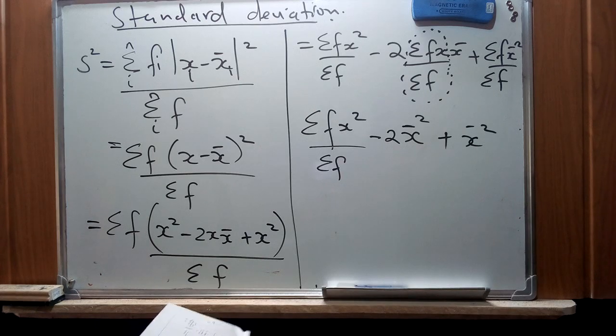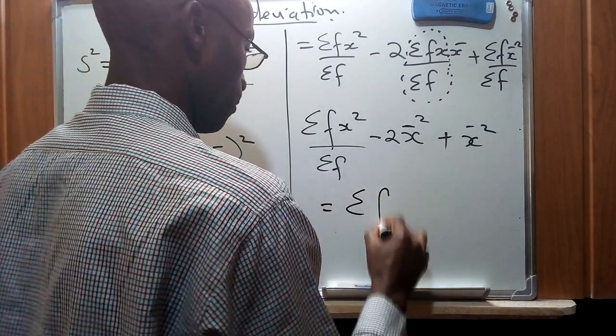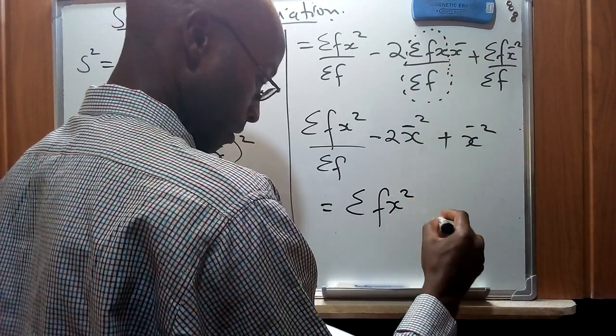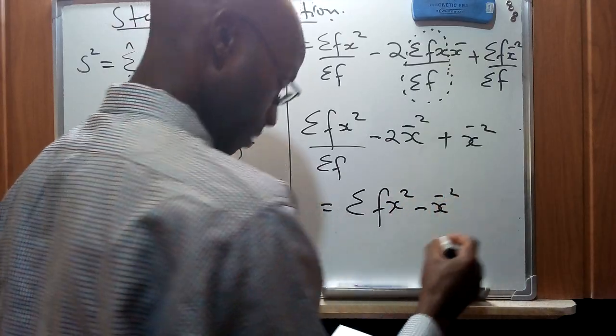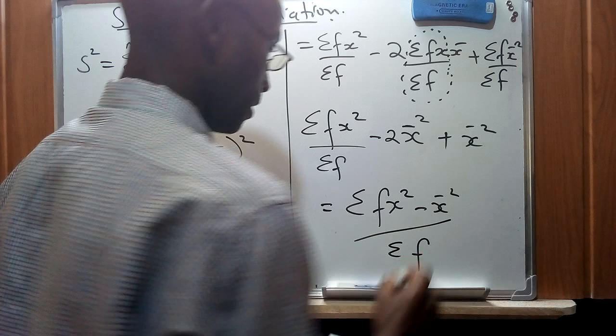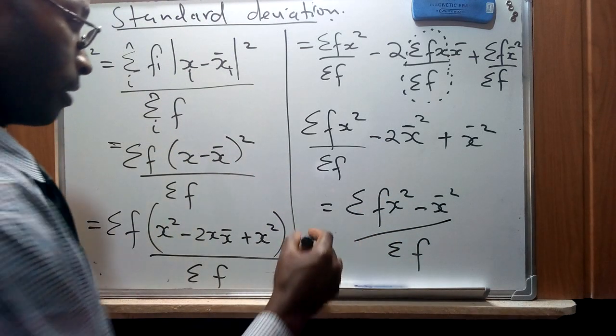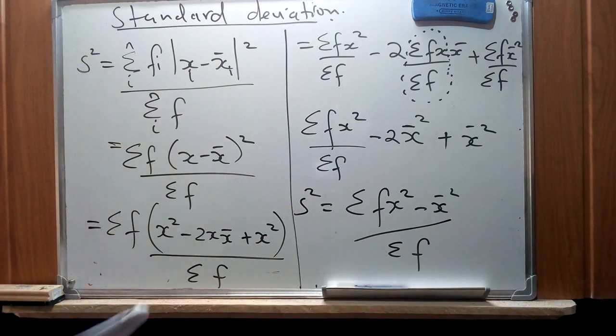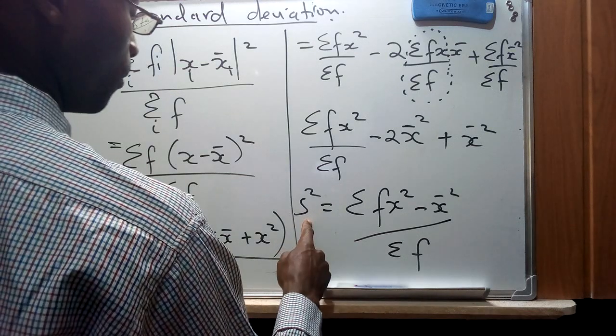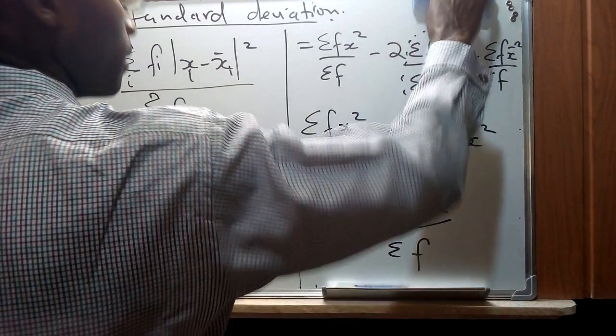So this equation is going to reduce into a form that is the summation of fx squared divided by the summation of frequency, minus the square of the mean. So this basically is going to give us s squared, and we have defined s squared, the mean square deviation, which is called the variance, as the last part of this formula. Now we have said that the standard deviation is the square root of s squared.